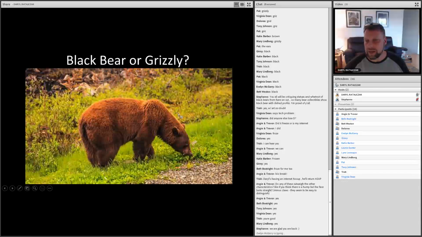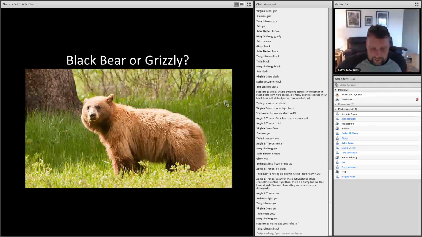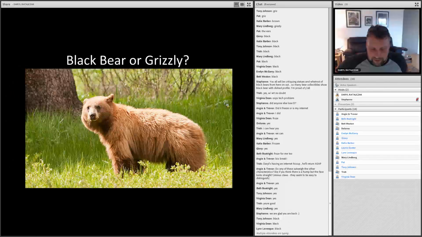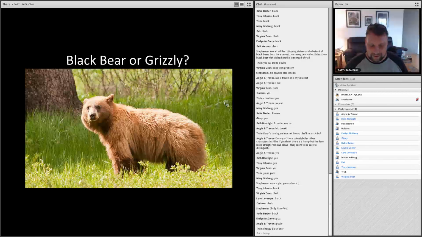Let's go on to another photo here. I love this photo. This is one of my favorites. What do you think this is? Man, you guys are getting good. This is actually a black bear. No shoulder hump whatsoever. But this is one of those beautiful, beautiful blonde black bears.